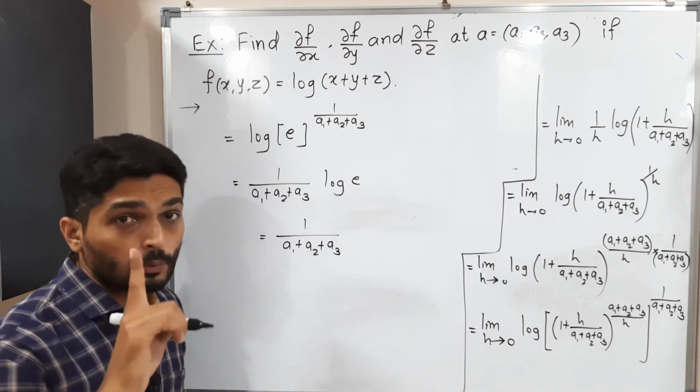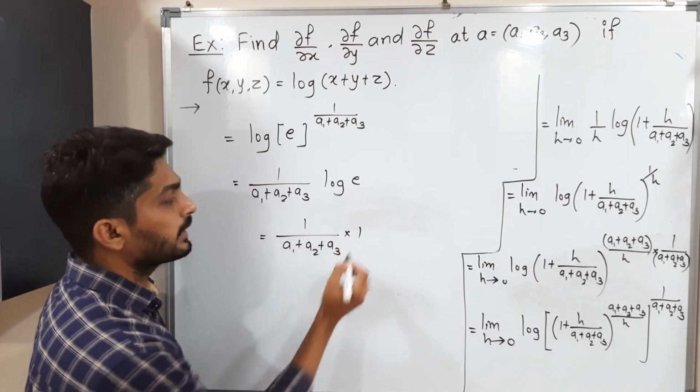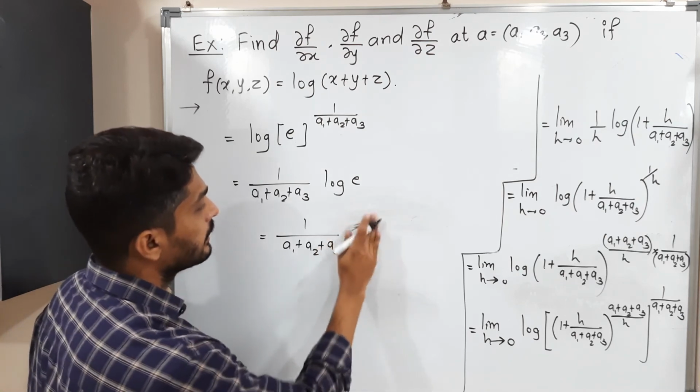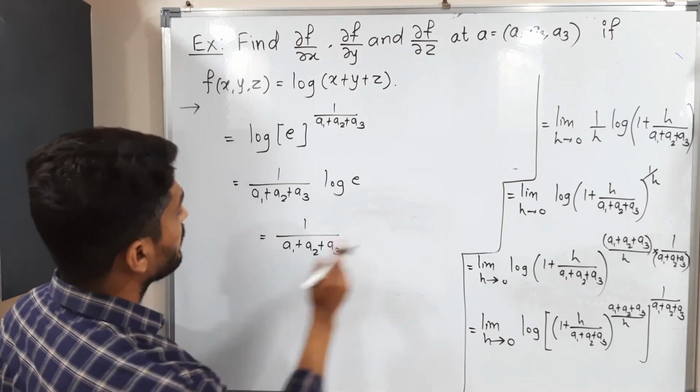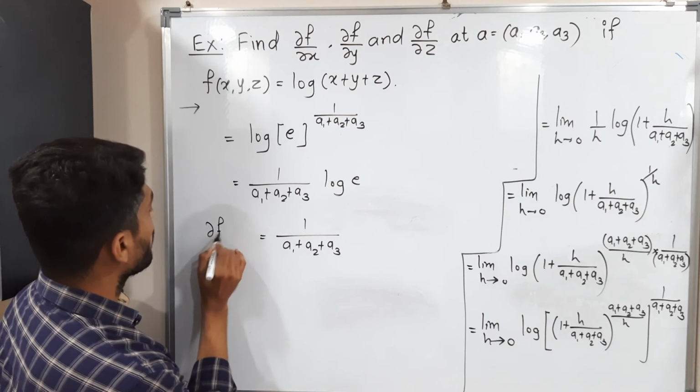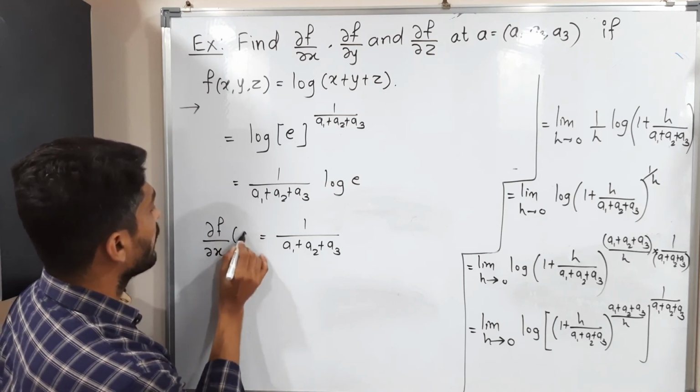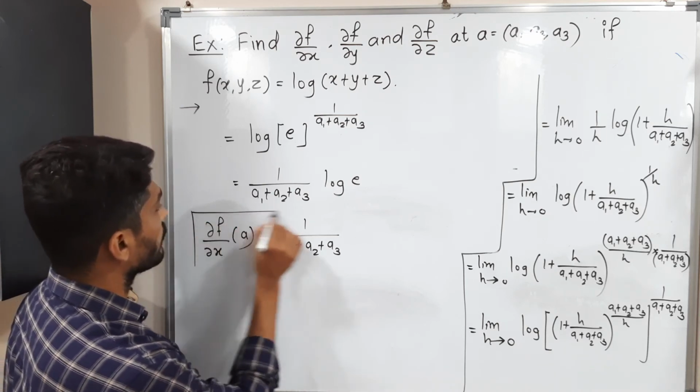Its value is 1. So into 1, that means we will have the same. I will not write it here. So this is ∂f/∂x at point A. So this value we have got.